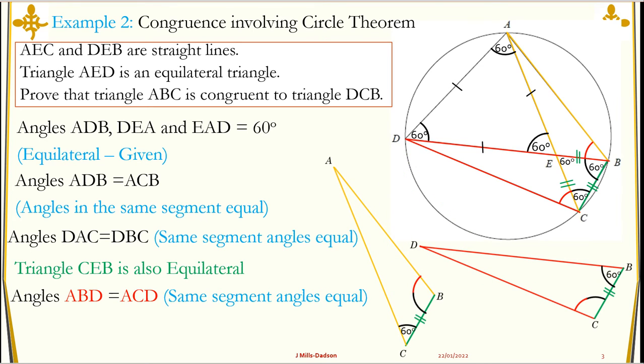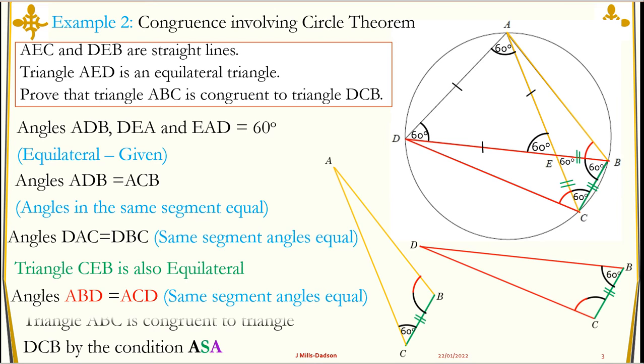So you could see this angle is equal to this angle because they have the same marking. They have a common line here, and 60 degrees is also equal to this 60 degrees. So we can say the two triangles are congruent by the condition angle, side, angle. That's how I would like to prove this question using circle theorem. So angle, side, angle is the postulate that I'm using to prove that these two triangles are congruent.